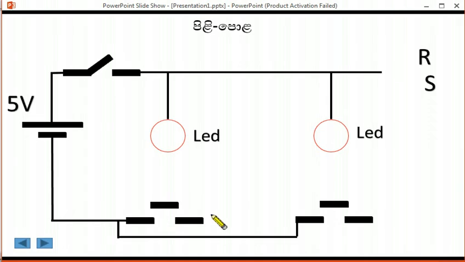So now we are going to run this. I explained about these switches. So let us supply power like this. Right, now we supplied 5 volts. You see what happened. This LED became on. This one stays at the off state.